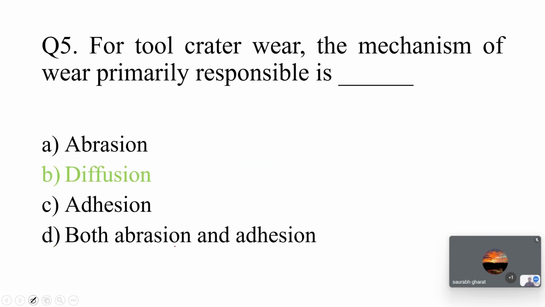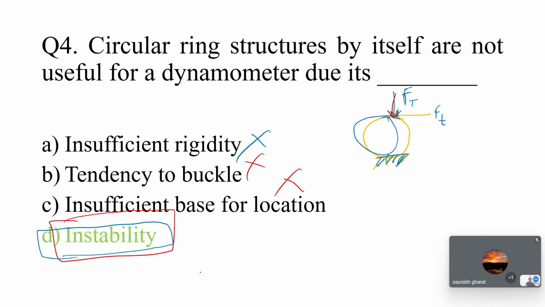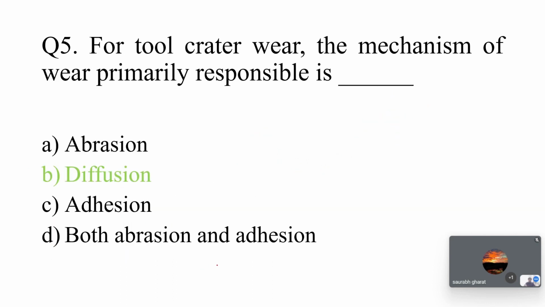For the tool, the mechanism primarily responsible for crater wear. In the previous assignment I told you that diffusion is primary because the speed is high and, due to that, the temperature is very high. So for crater wear, the mechanism primarily responsible is called diffusion.